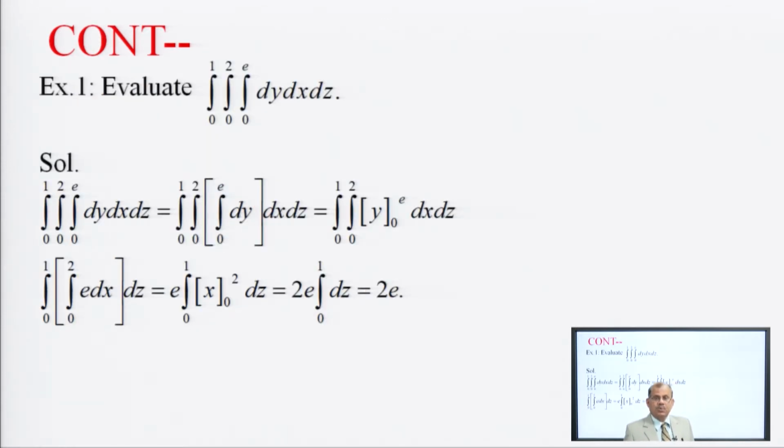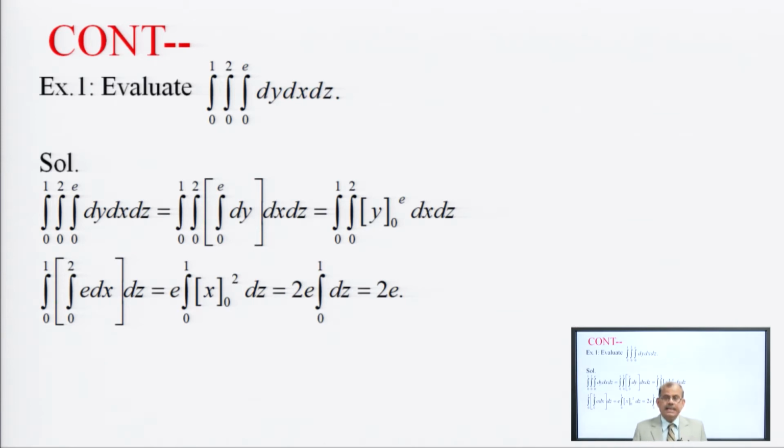Example 1 for triple integral. Evaluate the triple integral with limits 0 to 1, 0 to 2, 0 to e, dy dx dz. Whether we take the limits from the right side or the left side. Solution: how do we integrate the triple integral? Integral over 0 to 1, 0 to 2, 0 to e, dy dx dz.